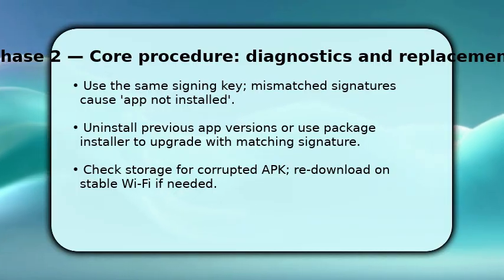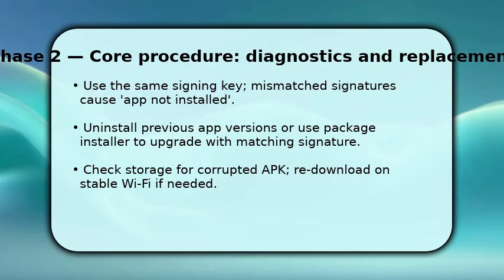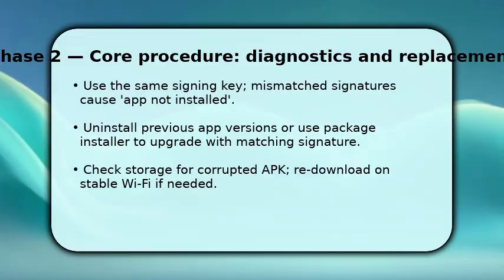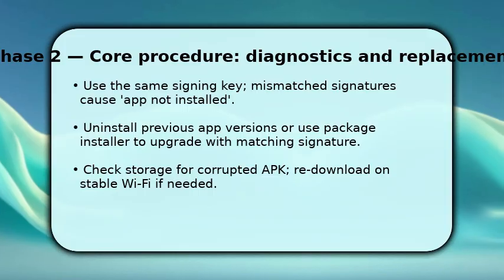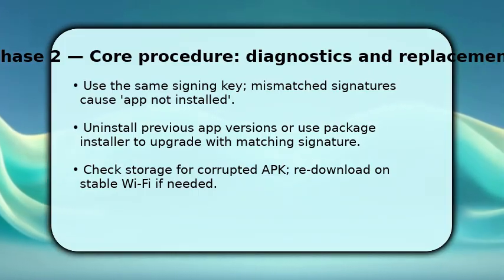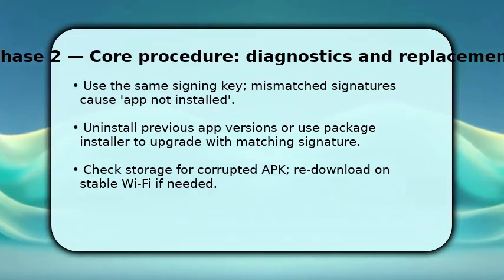Also verify the APK integrity. Corruption will fail silently, so re-download over stable Wi-Fi and compare file size. Once you install, Android will prompt for permissions. Accept necessary ones. If you still fail, clear package installer cache and try again to eliminate installer app glitches.